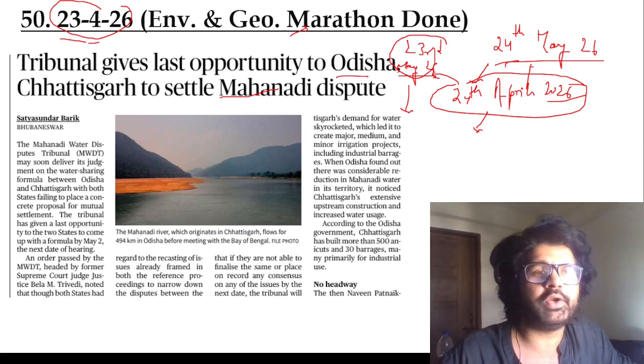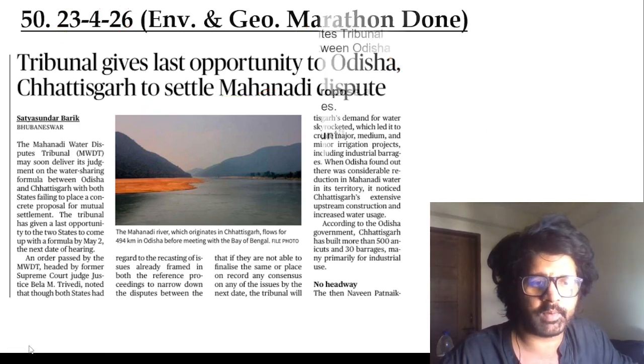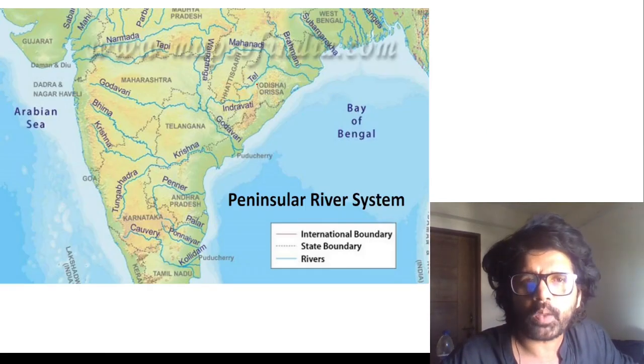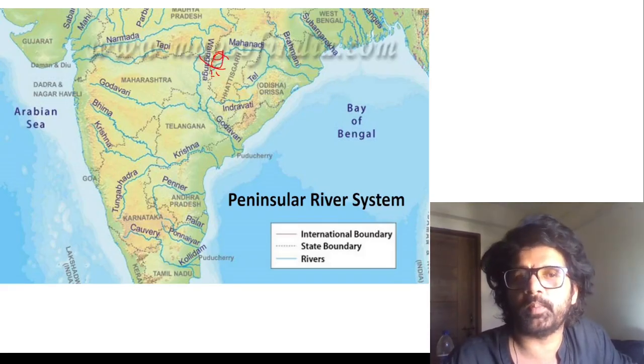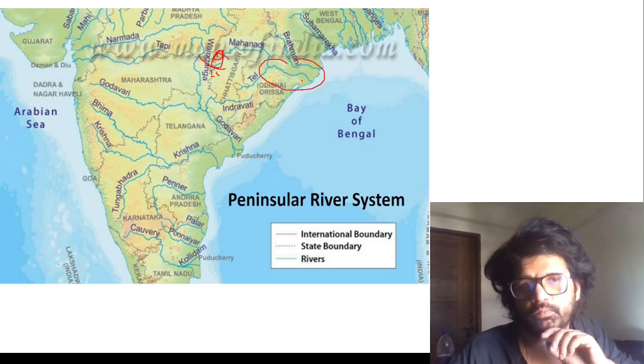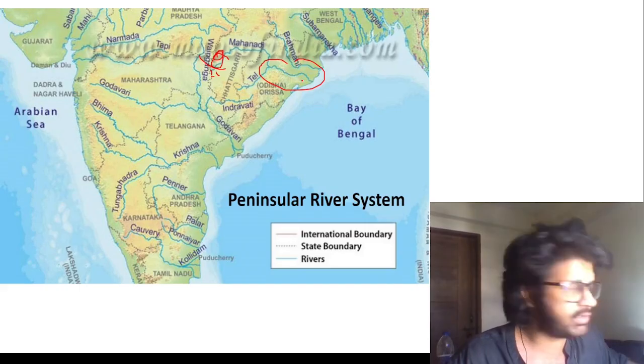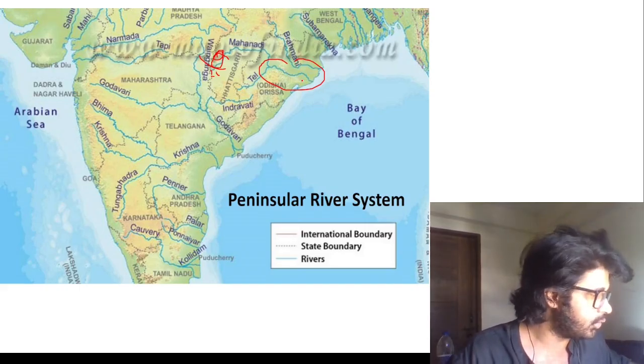Tribunal gives last opportunity to Odisha and Chhattisgarh. They share the Mahanadi River. Mahanadi originates in Chhattisgarh. After the Chhattisgarh state was created, they're using a lot of Mahanadi water for different purposes upstream. So downstream Odisha is getting less water and facing issues, and that's why they went to court. So the court appointed a tribunal.